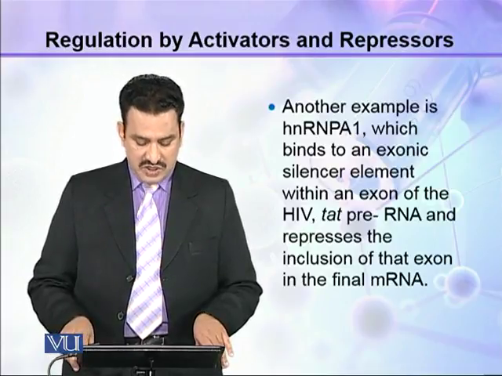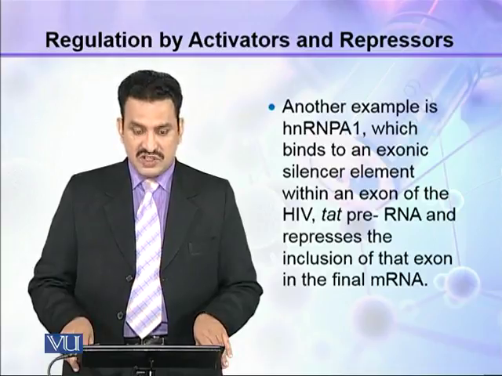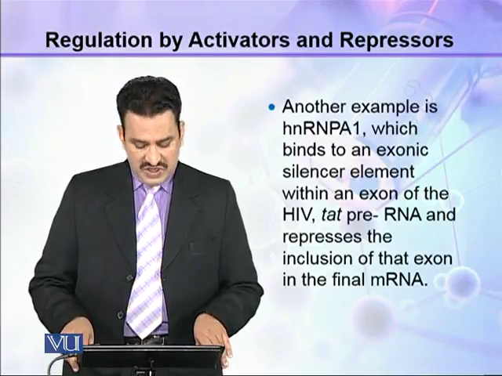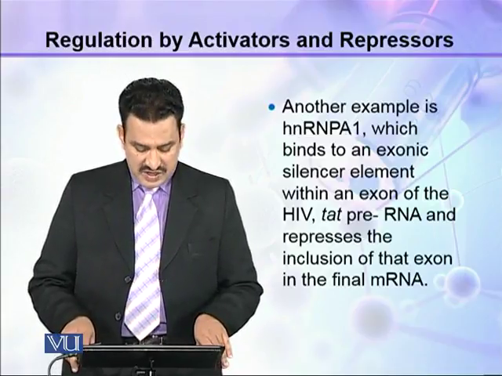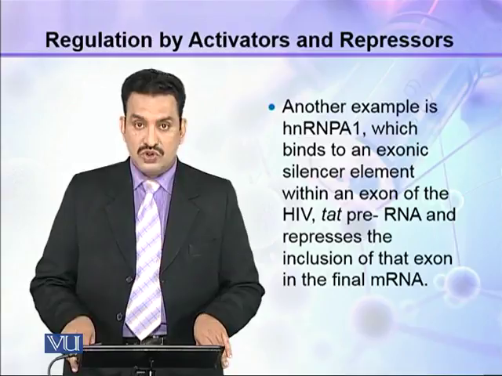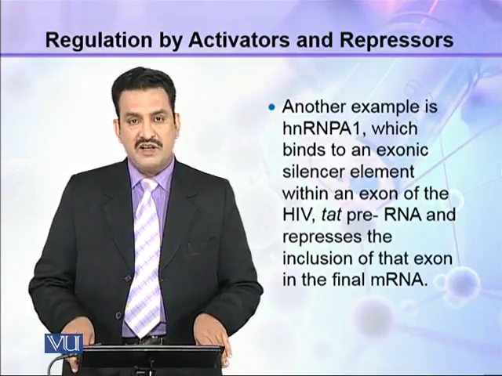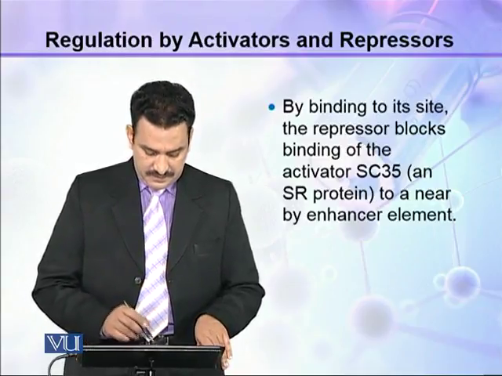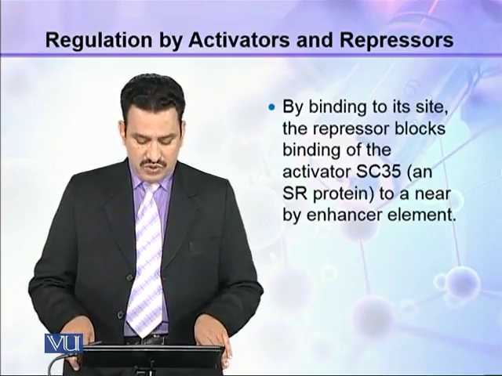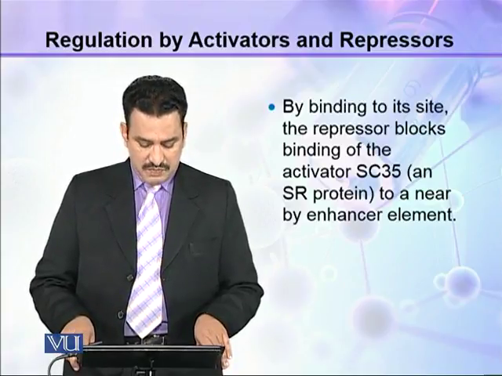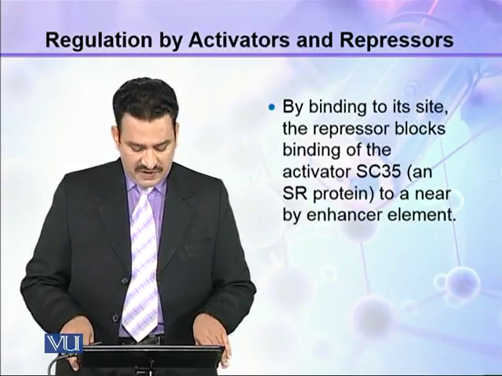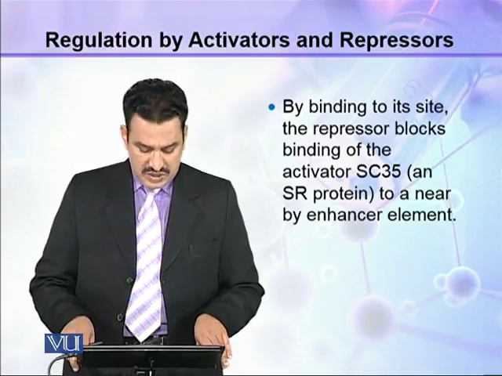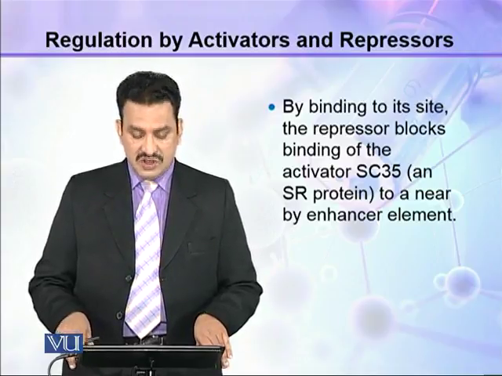Another example is hnRNP A1, which binds to an exonic silencer element within an exon of the HIV TAT pre-mRNA and represses the inclusion of that exon in the final mRNA. By binding to its site, the repressor blocks binding of the activator SC35, which is an SR protein, to a nearby enhancer element.